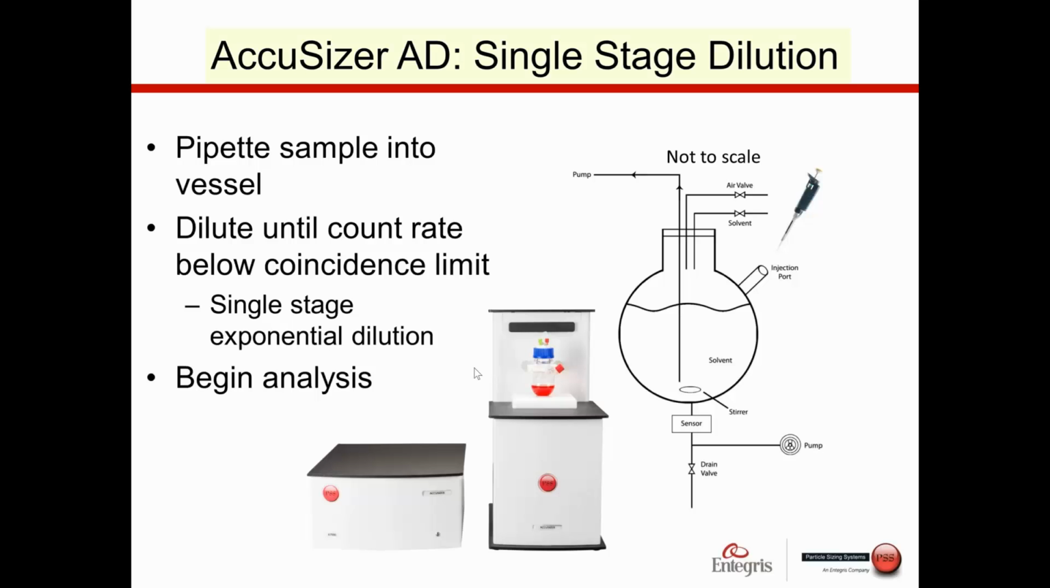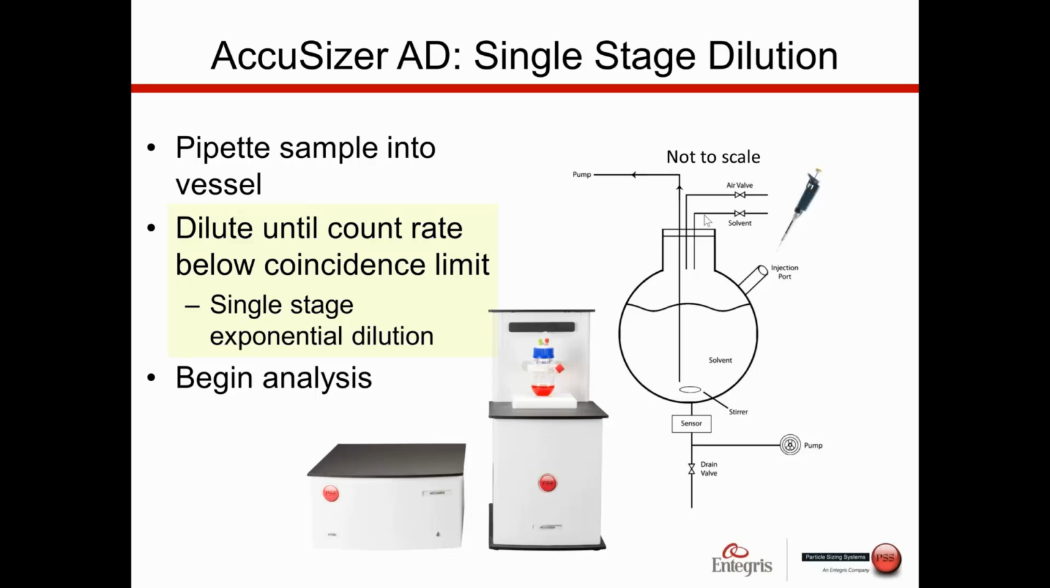One of the laboratory systems we could use for CMP Slurries is the AccuSizer AD. Here we take a sample and we pipette it into a dilution vessel. This is not to scale, but we have the dilution of the injected volume to the diluent chamber volume, and then we have exponential dilution.